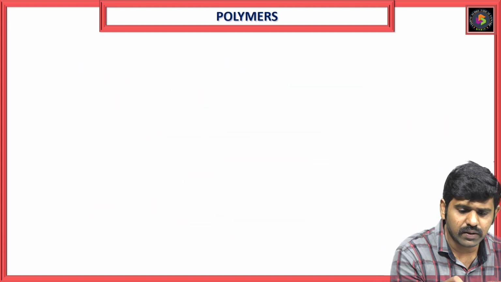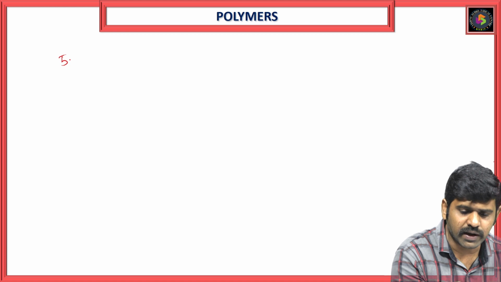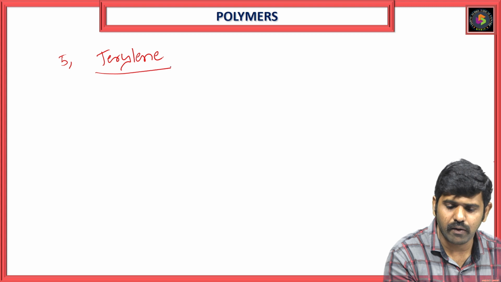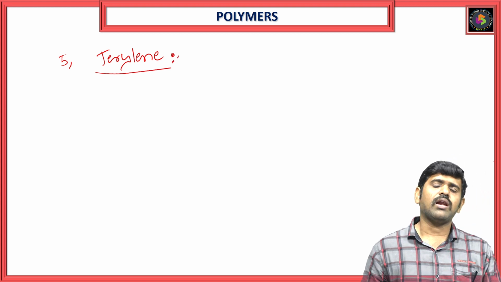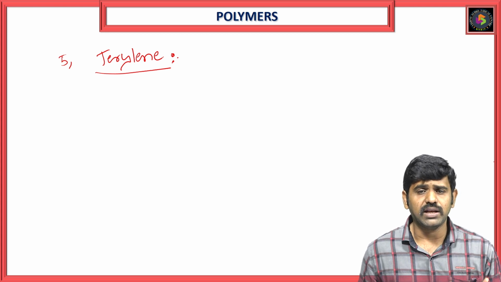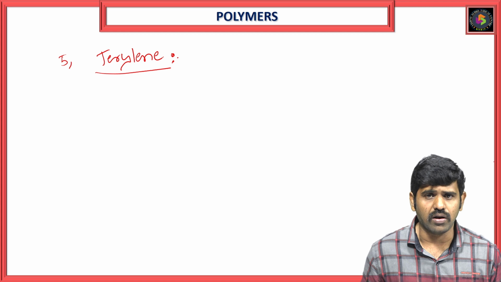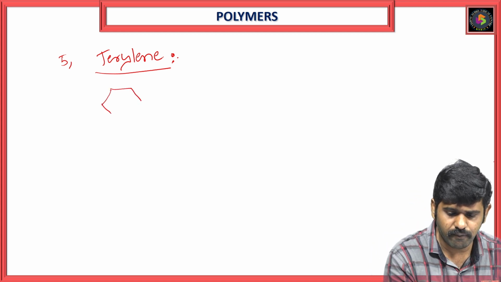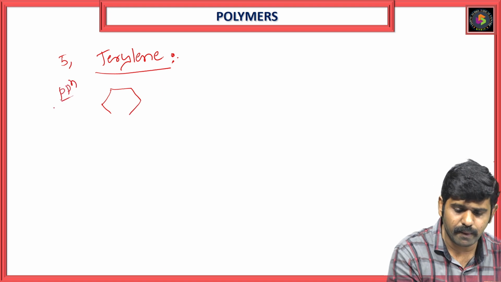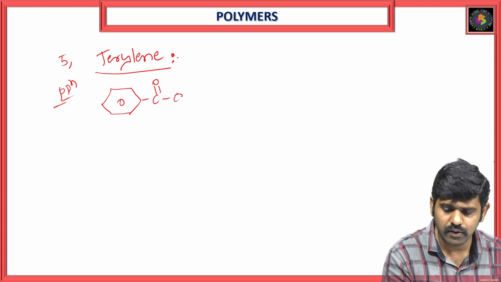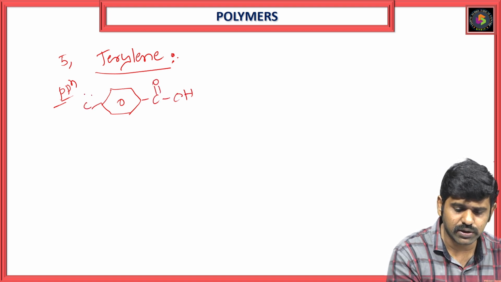Next compound, fifth one I think, terylene. Terylene is formed by condensing terephthalic acid with ethylene glycol. So in the first step, the terephthalic acid preparation. It is also a dicarboxylic acid, HOOC. This is terephthalic acid.